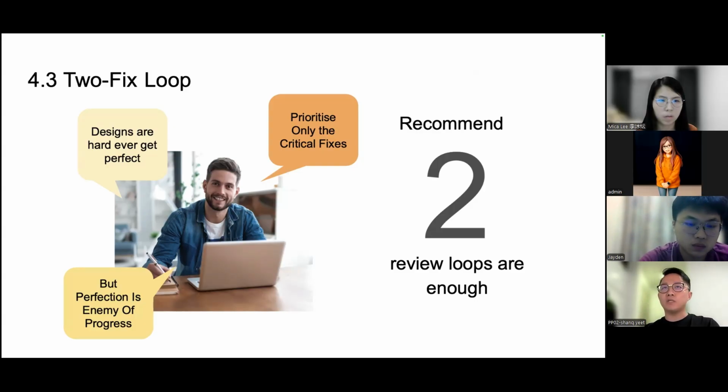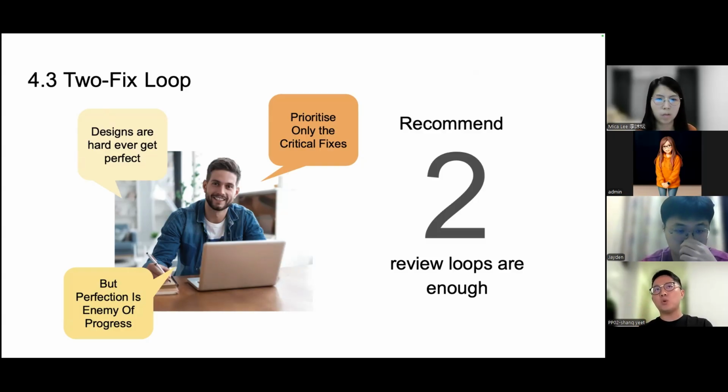But why we call it the two fixed loop is because of this part here. Designs can hardly get perfect, because design is art, right? It's very subjective. It's hard to achieve 100%. Hence, we generally advise you go through it 2 times.